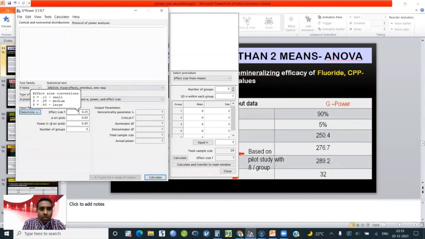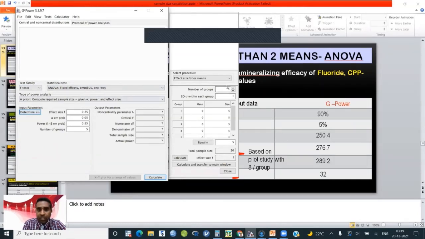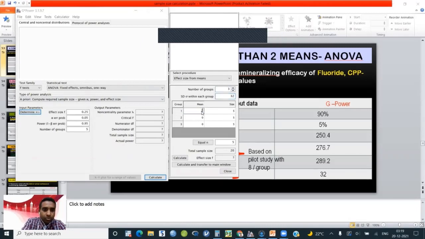Now, I am going to calculate the effect size based upon the pilot study, which is most complicated. How many groups we have? 3 groups. What is the common standard deviation? We have 32. And what is the mean value? 250.4. And what is the next group? 276. And what is the next group? 289. And N is 8 per group.